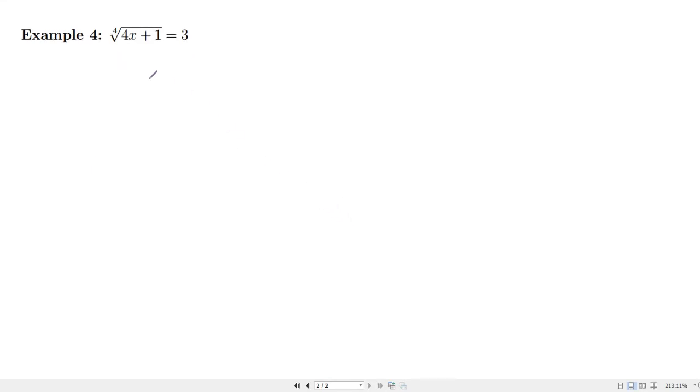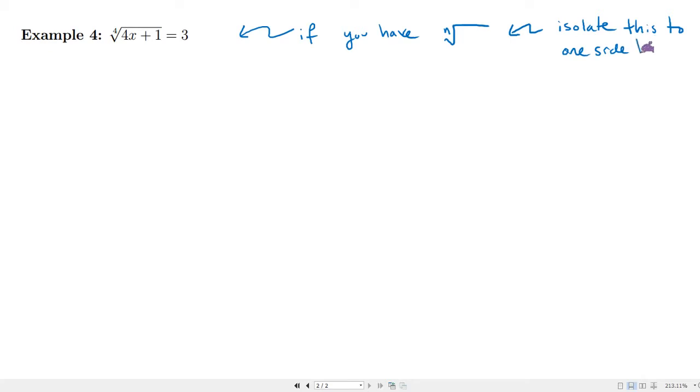Moving on. Okay, now if you happen to have something that isn't a square root, like this one, which is a fourth root, if you have an nth root, isolate this to one side, then take the nth power of both sides.